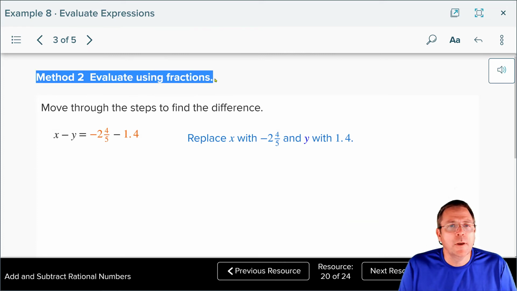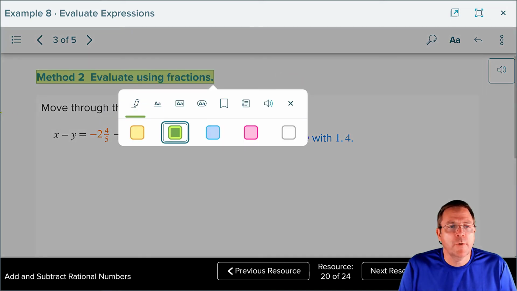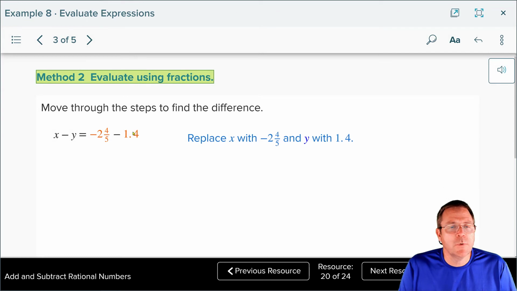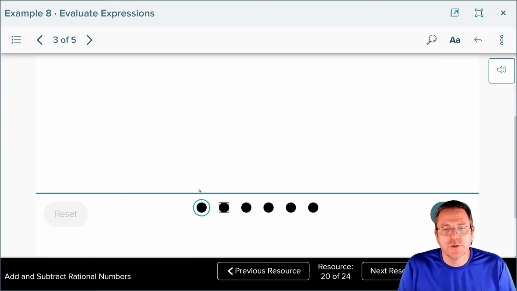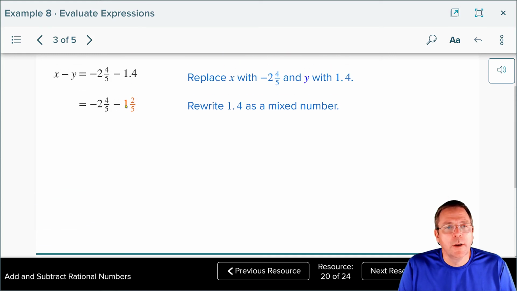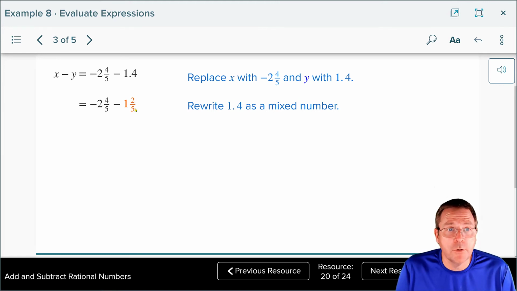Method 2 involves using them as fractions. So in this case, we're going to take this 1.4 and change it to a fraction, which is going to be 1 4/10, and 1 4/10 simplifies to 1 2/5. You've got a common denominator here already. That's going to make it easier.